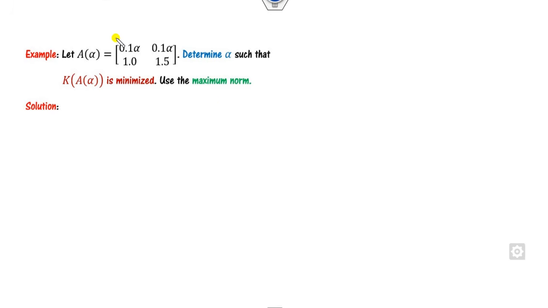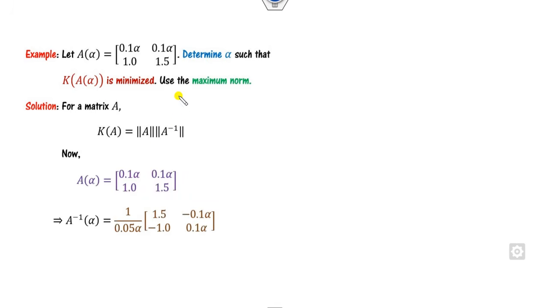Look at another example. If you have the matrix A depending upon the parameter alpha, you have to find the alpha so that the condition number will be minimized, and we are using the max norm. This is the definition of the max norm by taking the infinity. So you have A, you can find A inverse, and find the max norm. What is the norm of A? The maximum of the sums of this value, so it is 0.2 of this number, and the sum of this will be 2.5. You can't say that this number is greater, because it depends upon alpha.